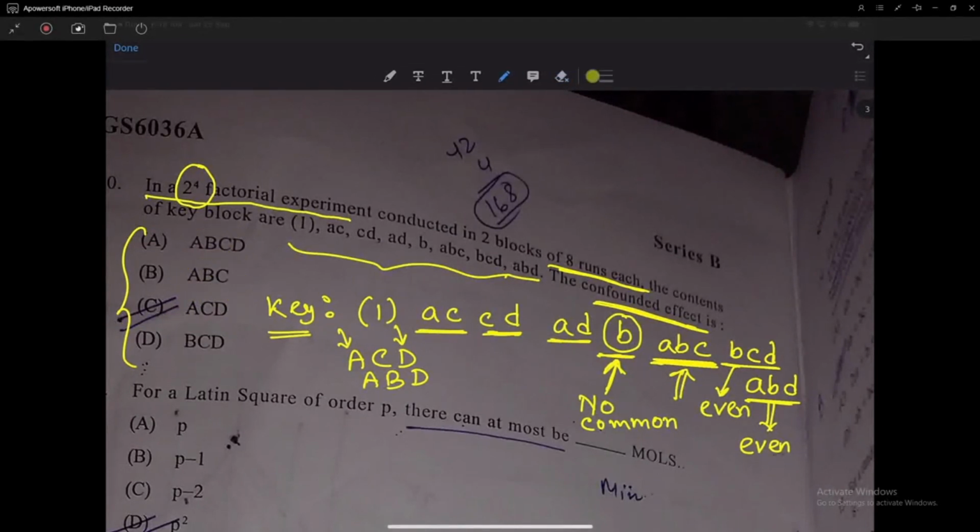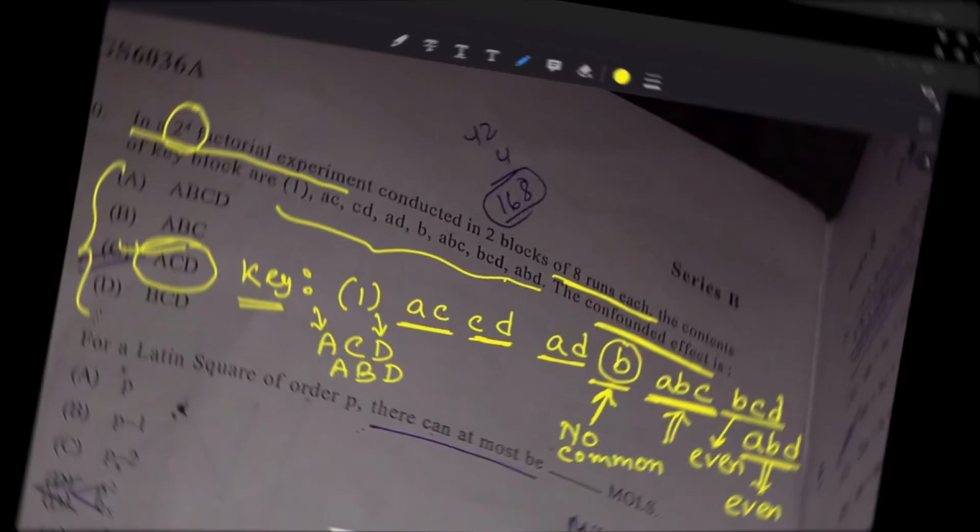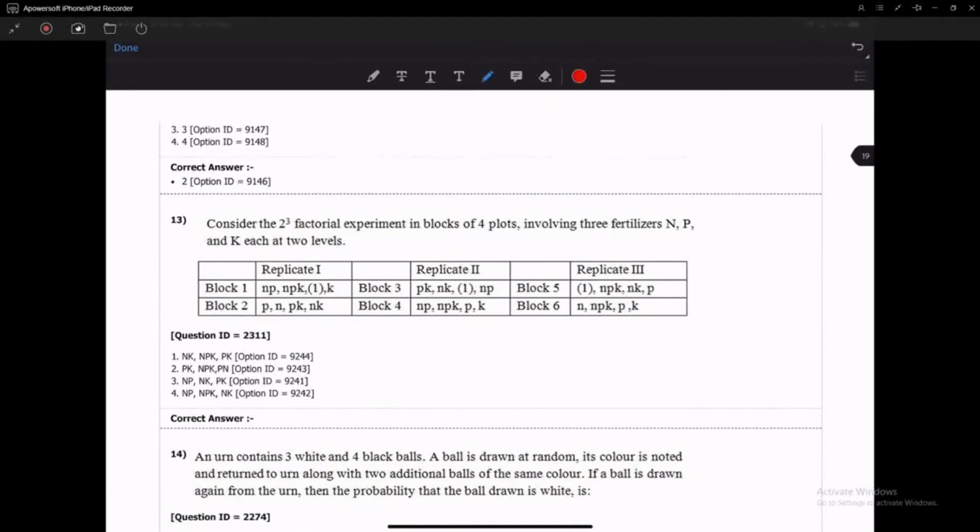So the correct option will be ACD. Simple. Now let's go to the next problem. So now in the next problem you can see that we have a 2^q factorial experiment in blocks of 4 plots. Okay. And we just have to find the confounded effects.